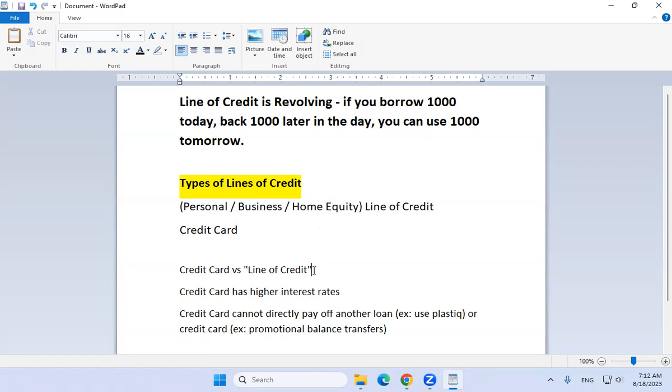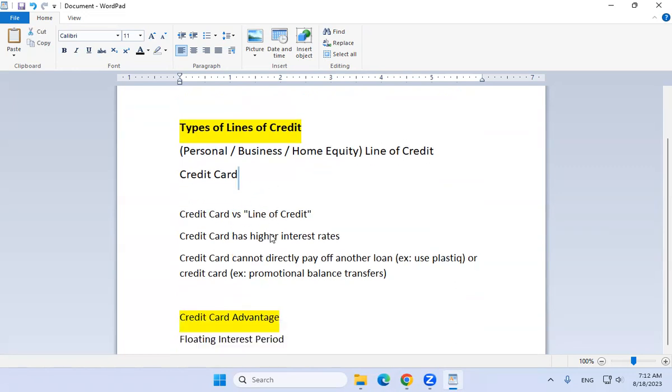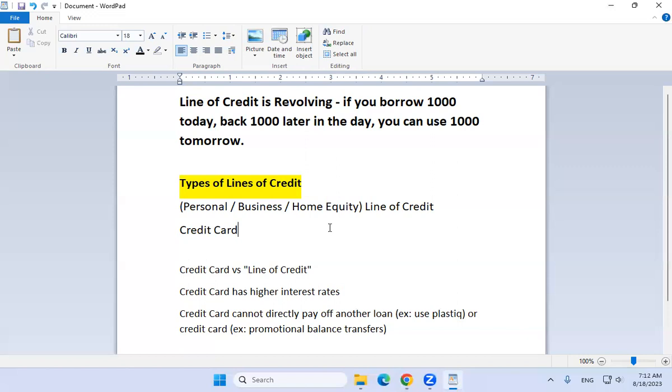So we'll just go over that right here. A credit card in general will have higher interest rates than these types of lines of credit, especially if it's an unsecured product. So if you have a personal line of credit, that's usually unsecured, meaning it's not tied to an asset in case you don't pay back the bank. Whereas with home equity, it's secured by your home, meaning if you don't pay it back, they have the right to foreclose. Because it's tied to an asset that you have, anything that's really secured by something is going to have a lower interest rate.